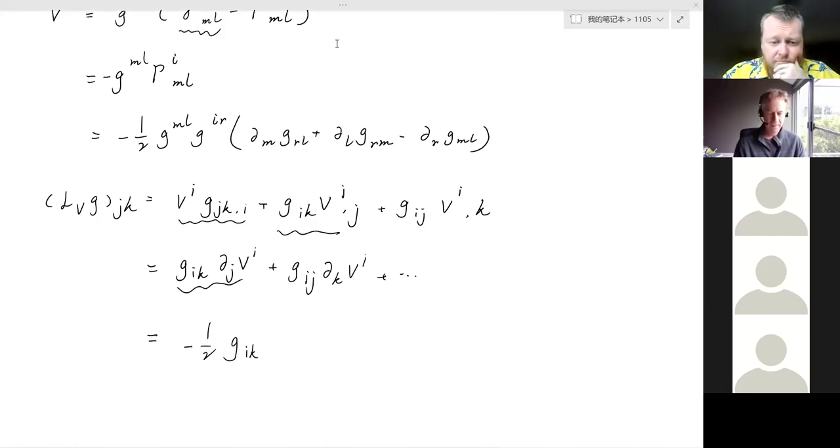James asks in the chat, do the commas mean covariant derivative with respect to D? Yes, it means the covariant derivative with respect to D, not to nabla. It could also be just the coordinate derivative, since we're throwing away lower order terms. So I think it doesn't matter which one you use. That's a good point.